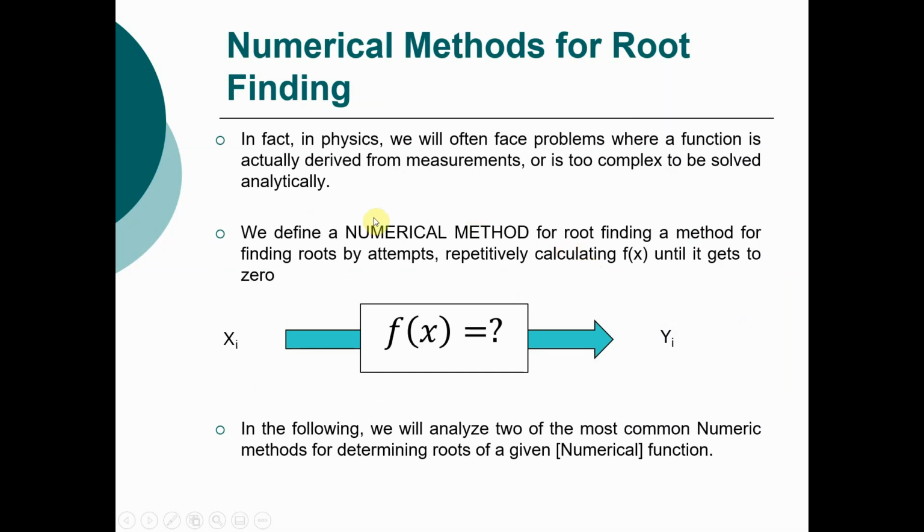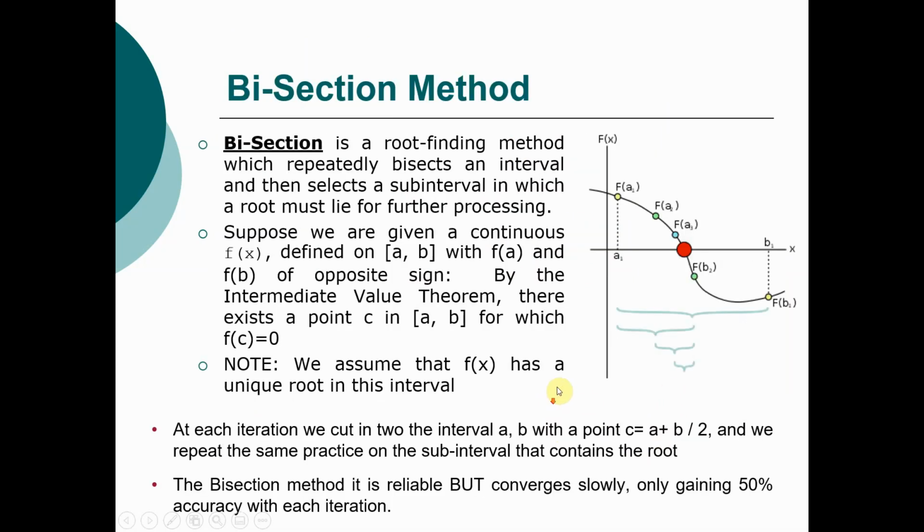Again, this is a numerical method for root finding, and we're going to see two different methods to do that. The first method is called the bisection method. We have an interval, right? If you're familiar with binary search, it's very similar to that.